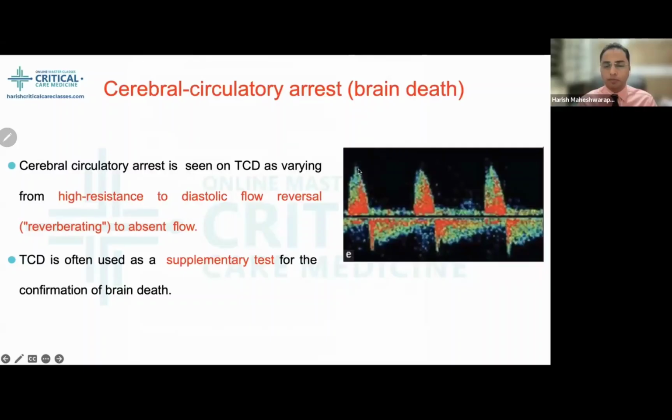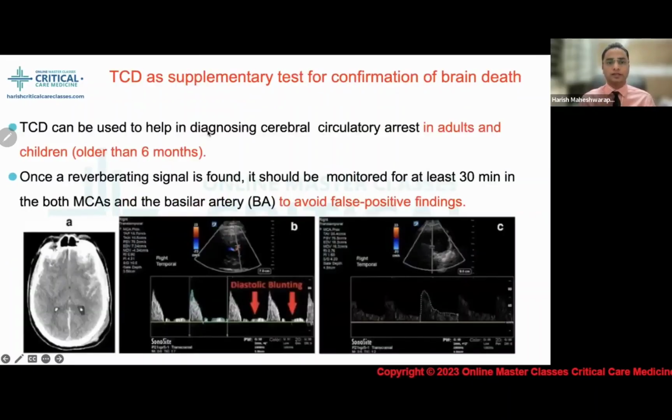So there is peak systole, a sharp upstroke in a stepwise manner, and there should be positive diastolic flow. When it is totally absent, or when we have a reversal, which we call reverberating diastolic flow, that gives a hint towards brain death or cerebral circulatory arrest. That is one of the clinical utilities of TCD. TCD is often used as a supplementary test for confirmation of brain death.